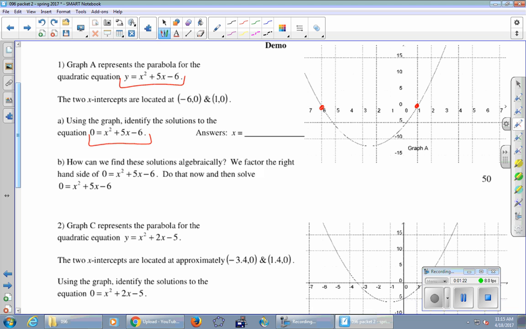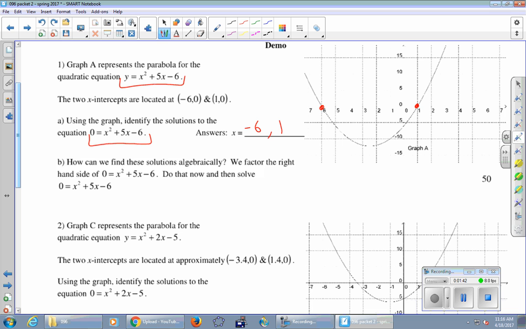So then the solutions to this equation must have an awful lot to do with the x-intercepts, which we can read from the graph, (-6, 0) and (1, 0). So the answers here, x equals -6 and x equals 1. Those are the solutions to the equation.